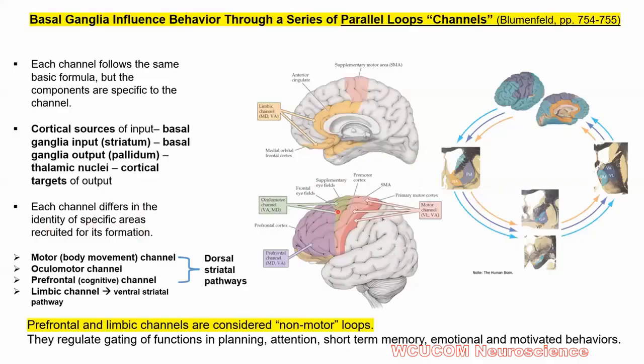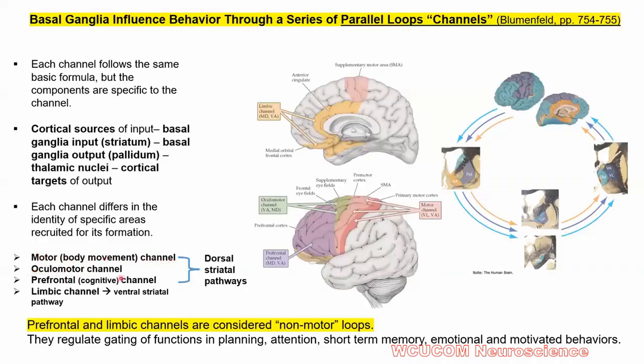Which is to say that so far in this lecture, I have talked to you about the motor channel or the body movement channel via putamen, via the sensory motor areas of the cortex and premotor areas of the cortex, the putamen, the globus pallidus, the VA-VL nuclei of thalamus, and back to these same areas of the cortex. So far, we have really focused on the motor or body movement channel.